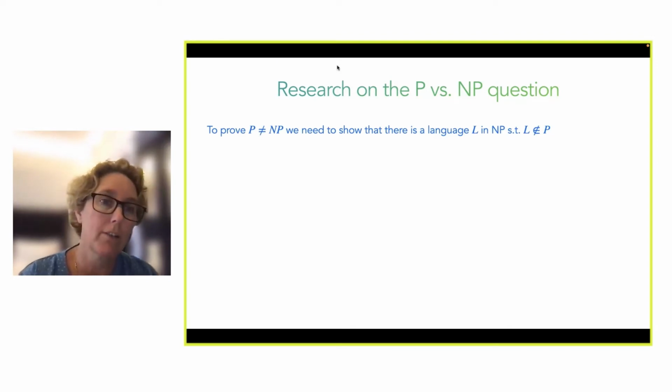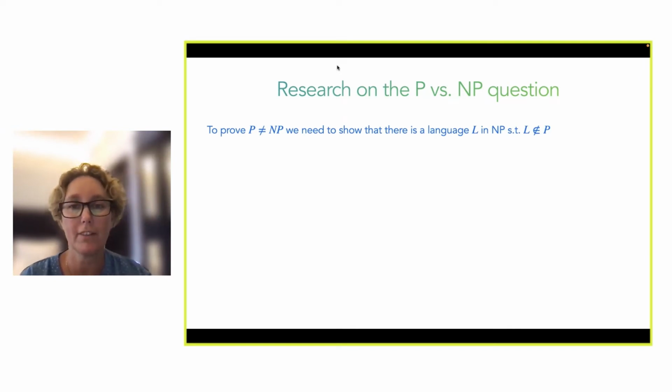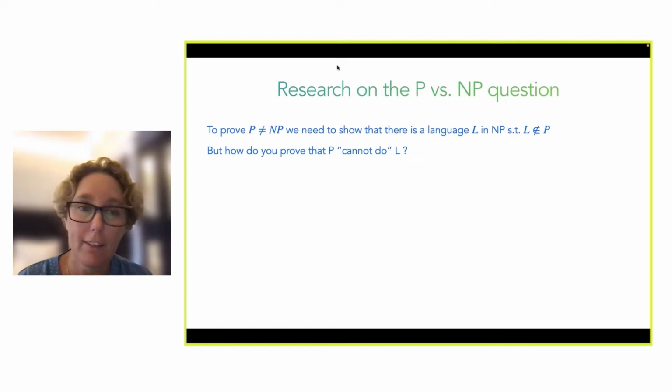So why is it so hard? To prove that P is not equal to NP, you need to show that there is some language. We just use this term language. You can think of it as just a computational problem like 3SAT. You need to show that there is some L that, on one hand, is in NP. That's usually easy to show. But on the other hand, you need to show that it's not inside the class P. And showing that something is not in the class P, you need to show that every algorithm that runs in polynomial time cannot solve this L.